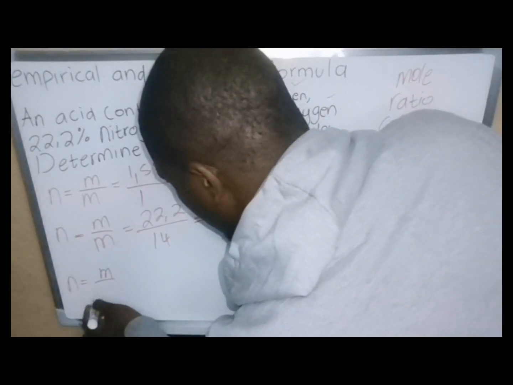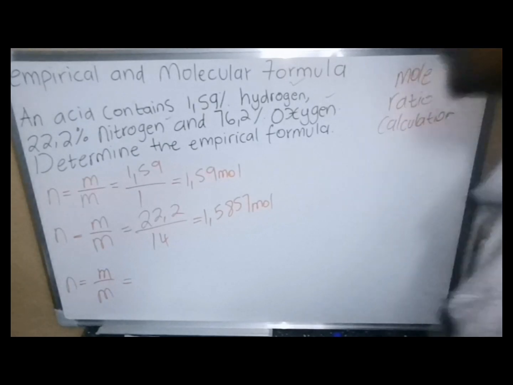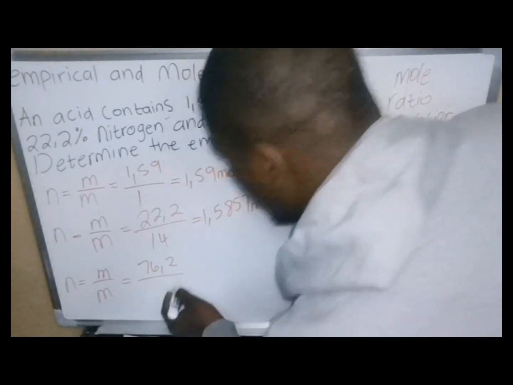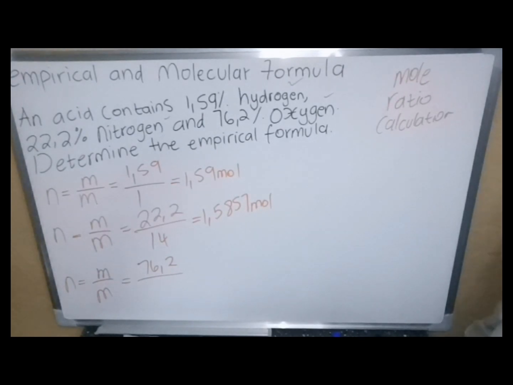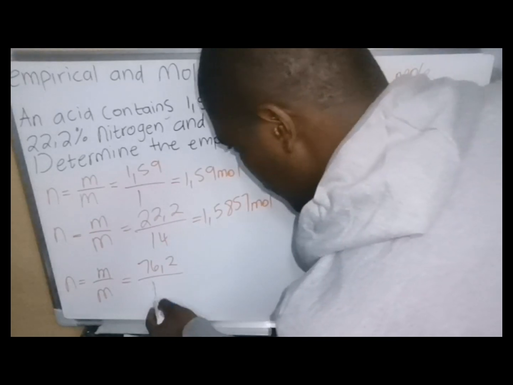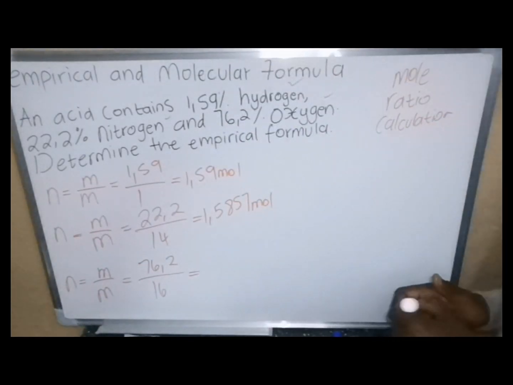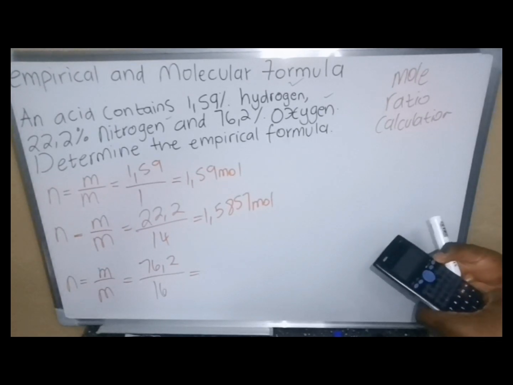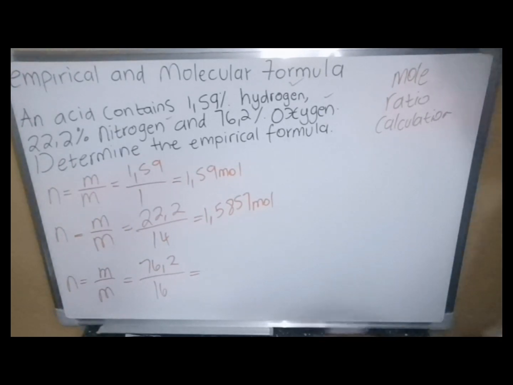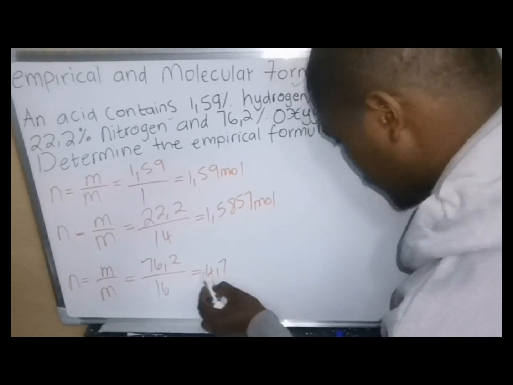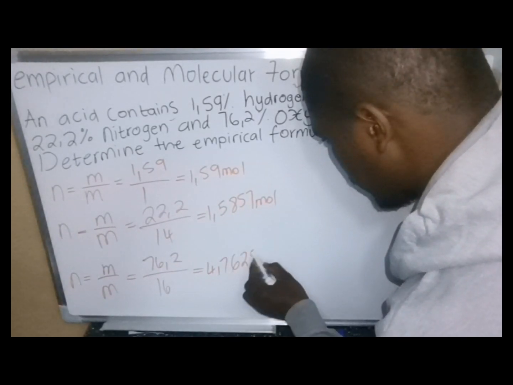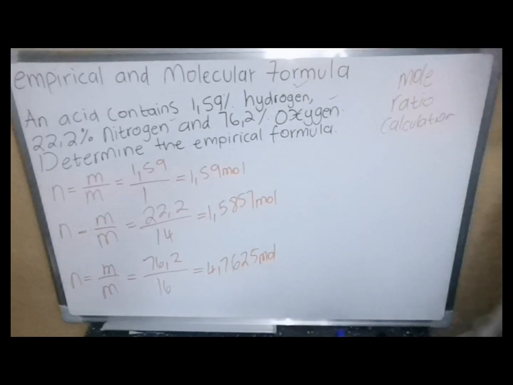And then the last one, number of moles for oxygen. The mass divided by molar mass. What is the mass there for oxygen? It is 76,2 divided by molar mass. You come back to your periodic table. What is the atomic mass of oxygen? It is 16. Then you say 76,2 divided by 16. Then the answer is 4,7625 mole. This is the final answer.